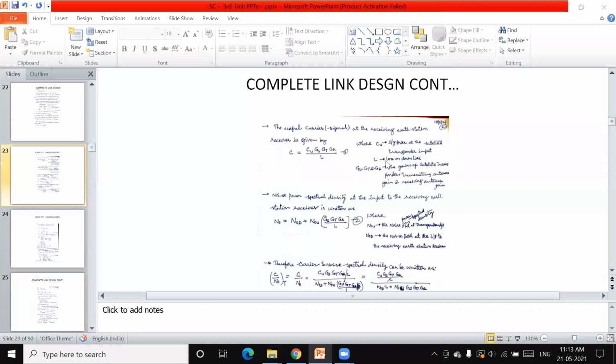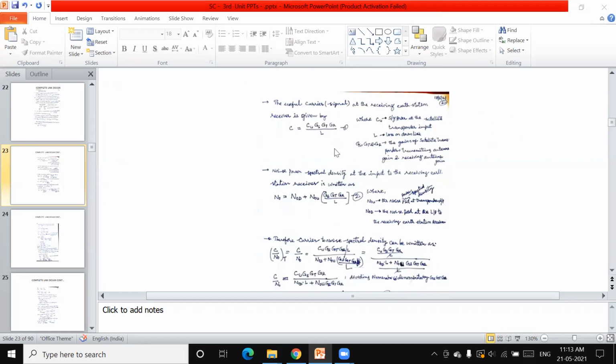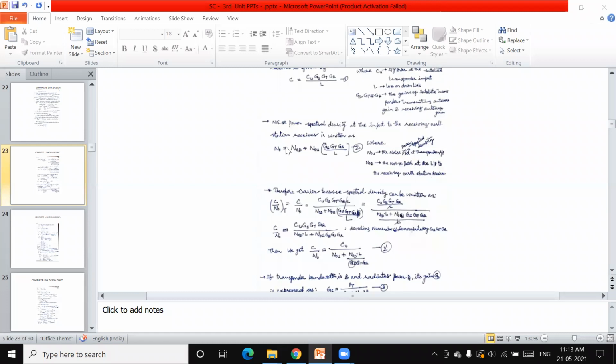So here all the parameters are given. That is the first equation. Here we took the carrier power. Similarly, in the second equation, we took the noise power at the input of the receiving earth station. Sorry, the noise power spectral density N naught. We are going to derive carrier to noise power spectral density.